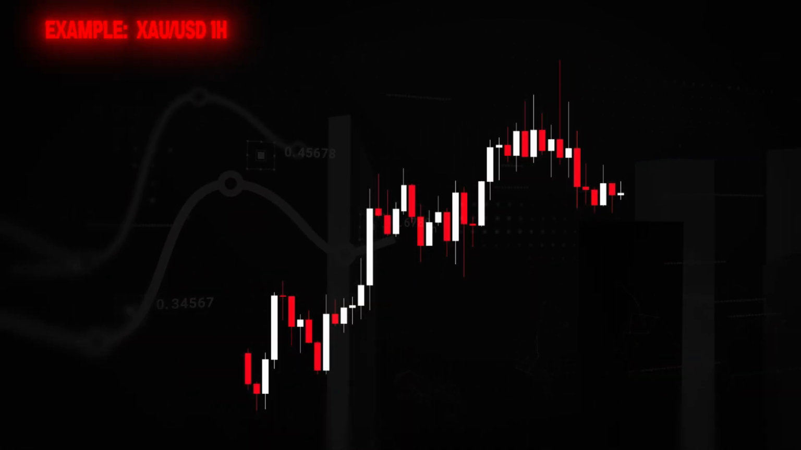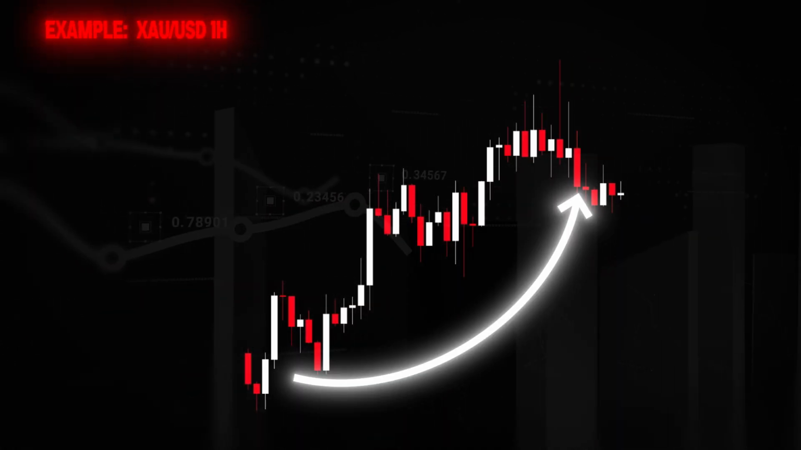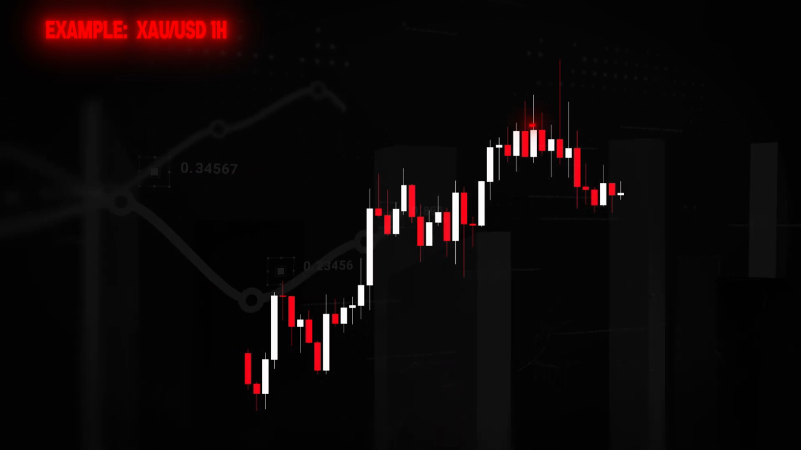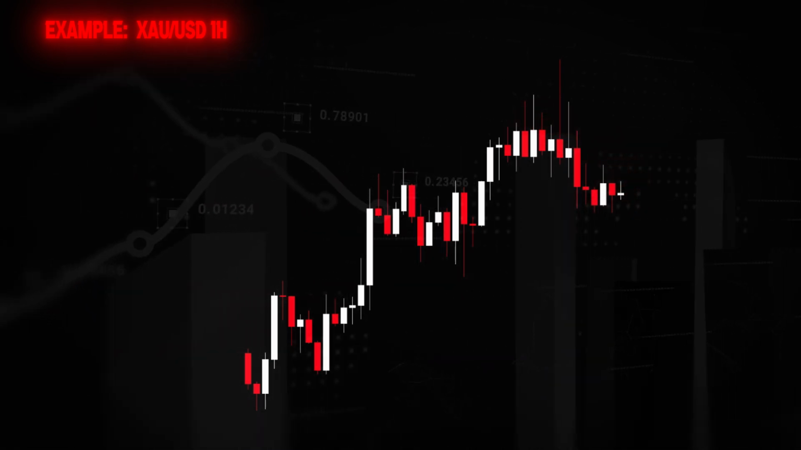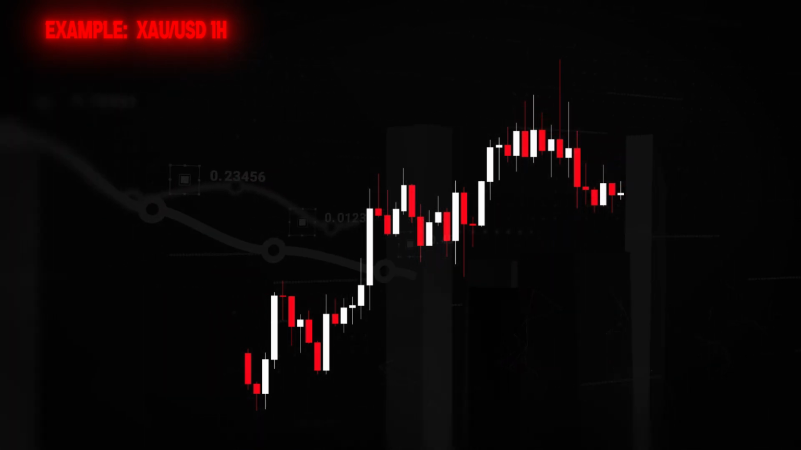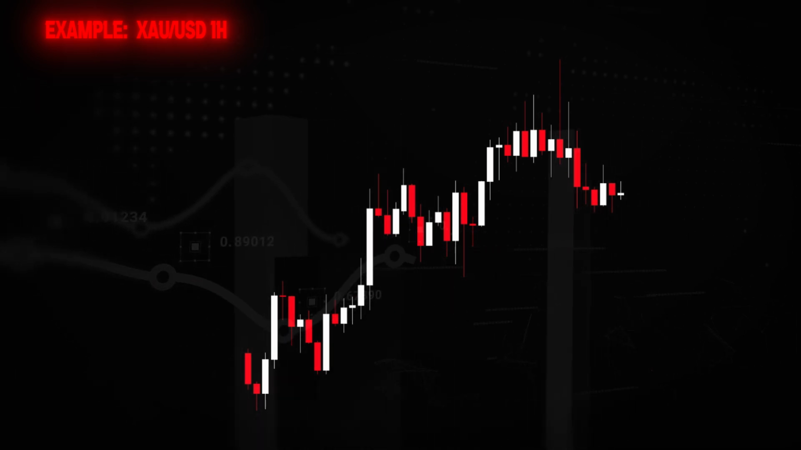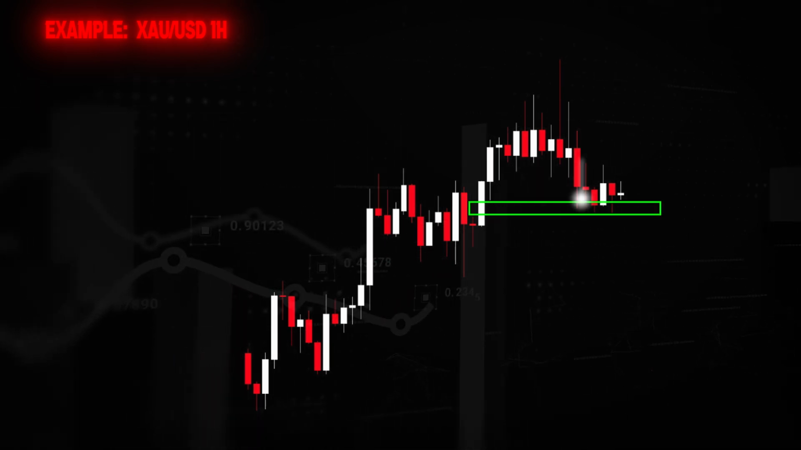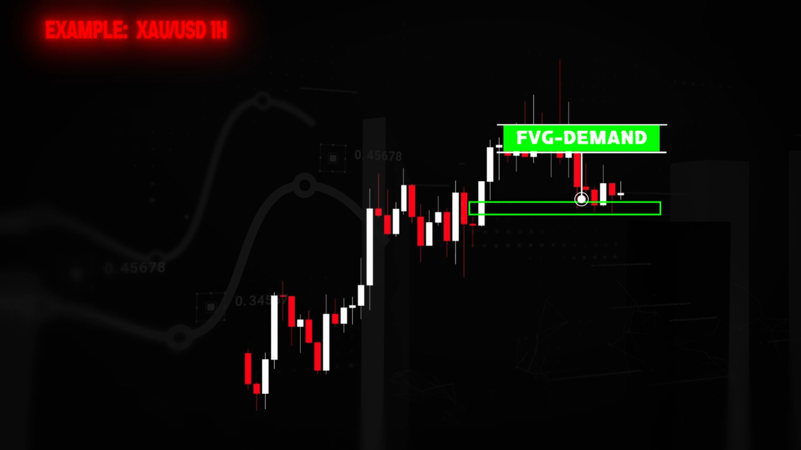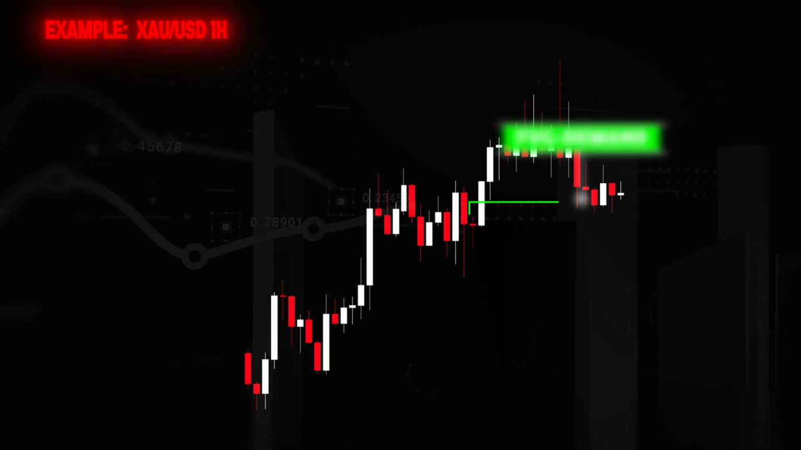On the gold 1-hour chart, we observe a clear uptrend. The market has made a pullback, and now we need to identify a demand area to enter a long position. Similar to the previous example, we can see a small fair value gap on the left-hand side, which has already been rejected by the price.